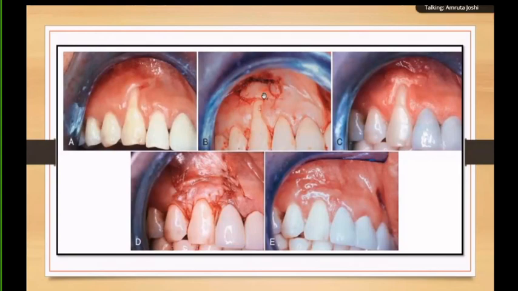Now see, in picture C, you can see a good amount of attached gingiva around the tooth. Now I am ready to do the root coverage. So I have given a vertical incision, did a partial thickness flap, extended the flap coronally and sutured it, and this is the final healing that you can see.